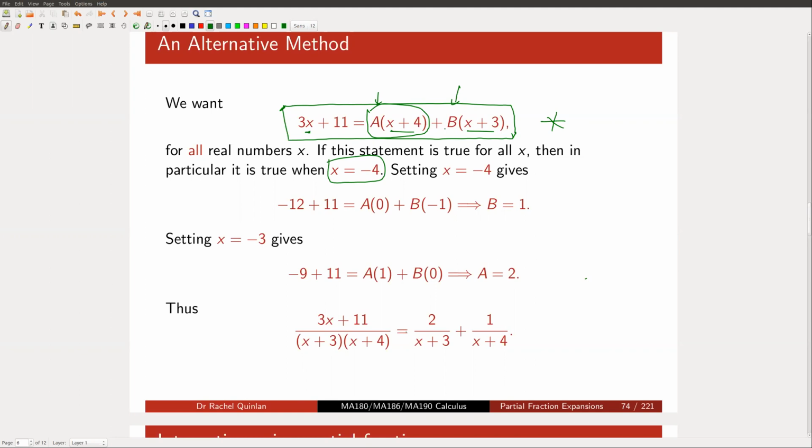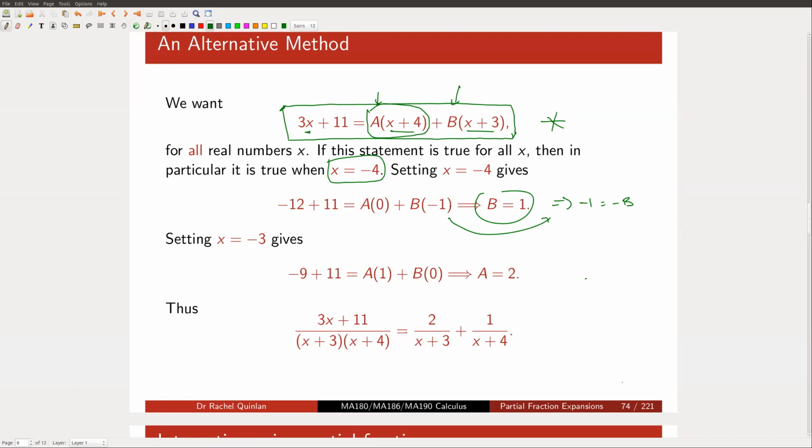So when we plug x equals minus 4 into this expression that's marked with a star, on the left-hand side, we get minus 12 plus 11, which is minus 1. On the right-hand side, we get A times 0 plus B times minus 4 plus 3. So this is just saying that minus 1 on the left is equal to B times minus 1. So B is equal to 1. So that immediately gives us the value of B without having to bother with writing down a pair of linear equations and solving them simultaneously.